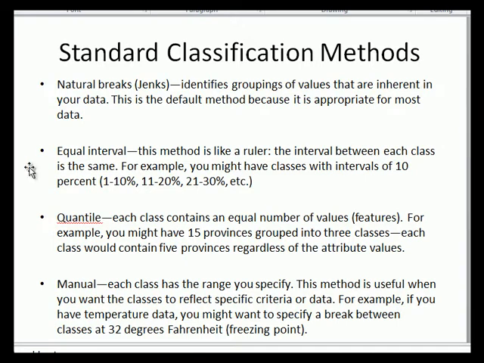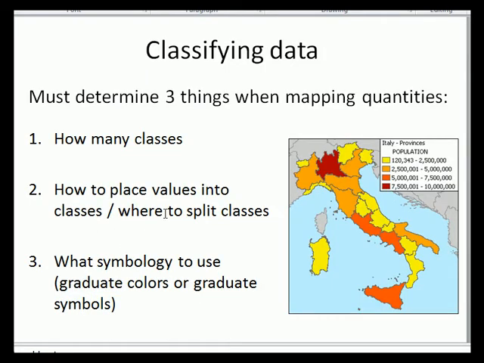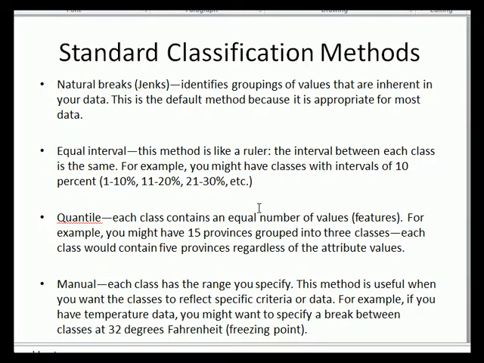Alright, so when we say we have to decide where to split the classes, that's where you have to decide the classification method that you're going to use. Okay, so there are some common classification methods on this slide, and there's a couple others that you'll see when you go into mapping quantities. So natural breaks is the default classification method when you're mapping quantities in ArcMap. It identifies natural breaks in the data, and it clumps things into groups based on natural breaks in the data.